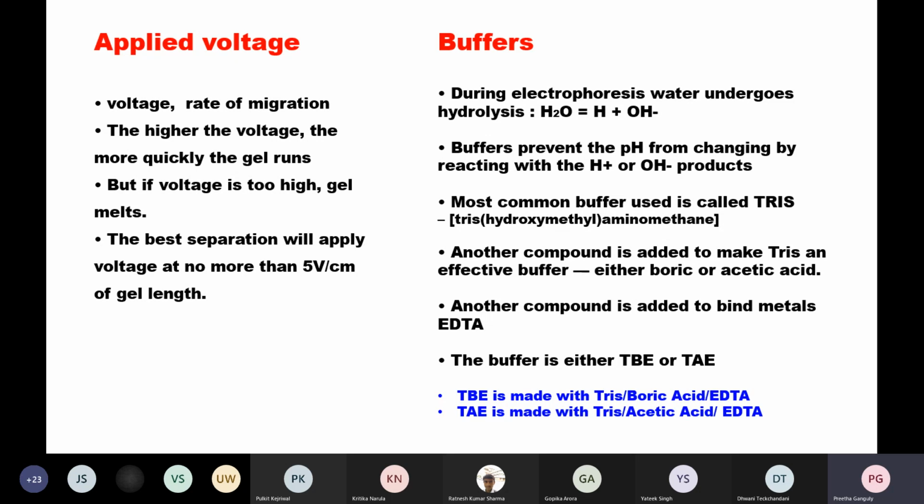Now what is TAE buffer? So TAE buffer consists of three components, that is Tris, acetic acid and EDTA. Whereas TBE buffer contains Tris, boric acid and EDTA.